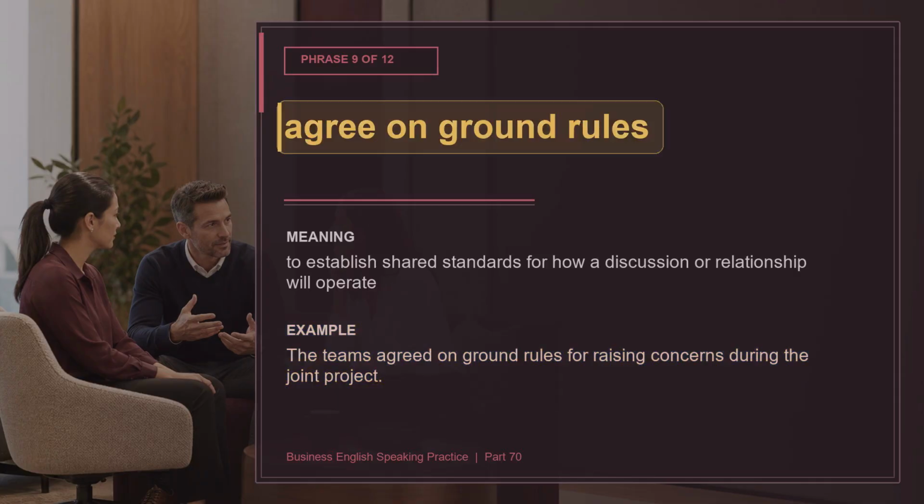Ground rules can cover tone, response times, confidentiality, and decision-making. They create predictability and fairness. Use this phrase before difficult discussions or when rebuilding collaboration. Now repeat: agree on ground rules.